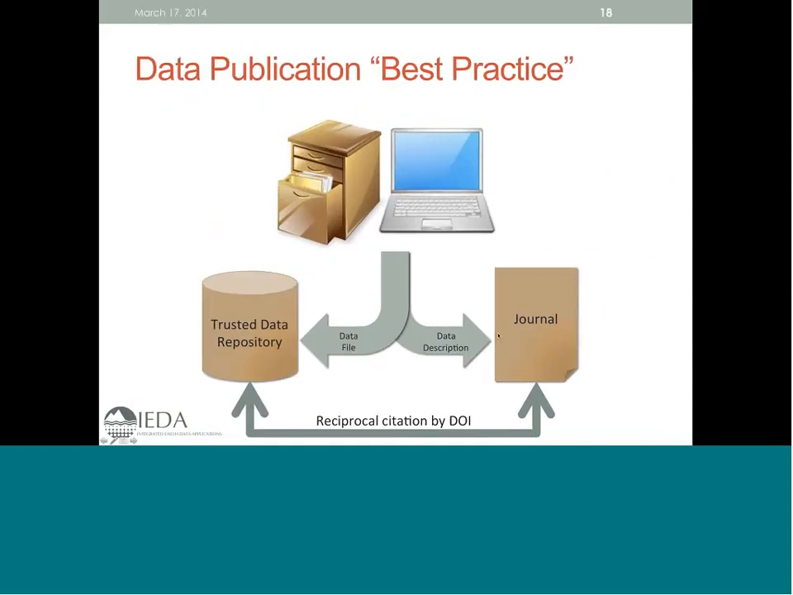The best practice that is emerging all over the place is that data should be published at a trusted data repository while the research results should be published in a journal. And both can be linked by citing each other with the DOI. So the data in the repository can include in the metadata profile a link to the article that has the research results or the interpretations of the data, while the article in the journal will cite the data by the data DOI.